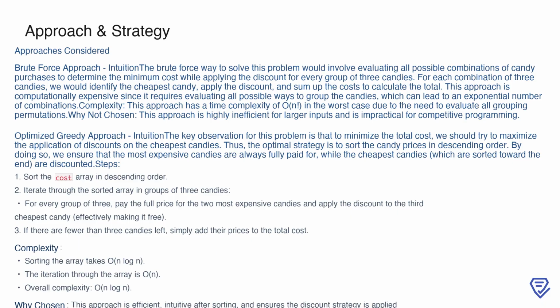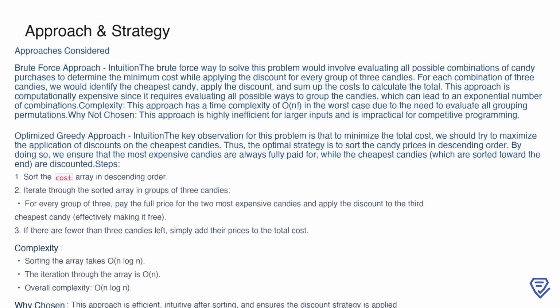Instead, we turn to an optimized greedy approach, which builds on the key observation that to minimize the total cost, the discount should be applied to the cheapest candies. By sorting the candy prices in descending order, we ensure that the most expensive candies are paid for first, leaving the cheapest candies eligible for the discount. The process involves iterating through the sorted array in groups of 3, where we pay full price for the 2 most expensive candies in each group and apply the discount to the third candy.